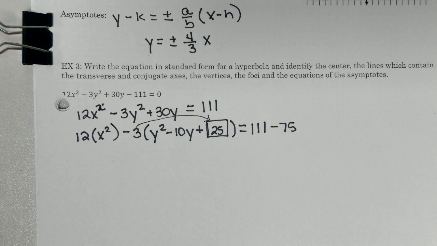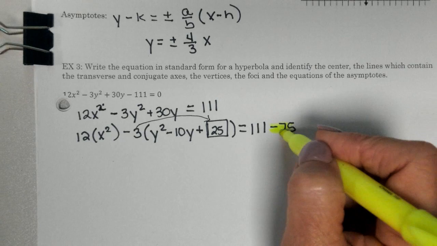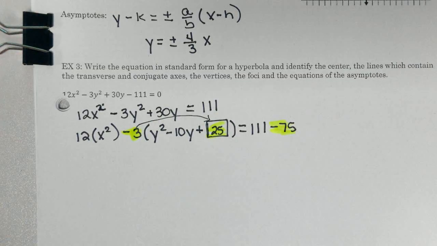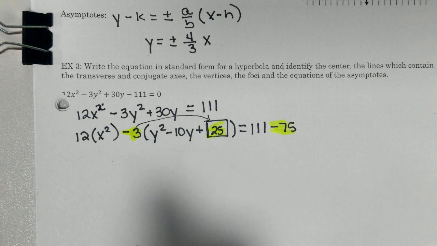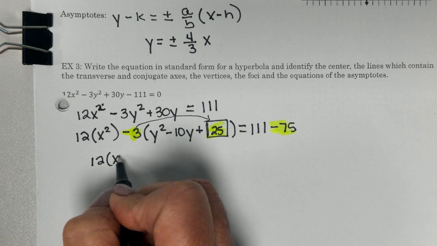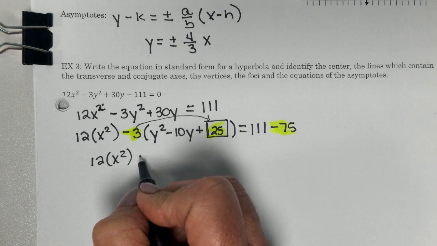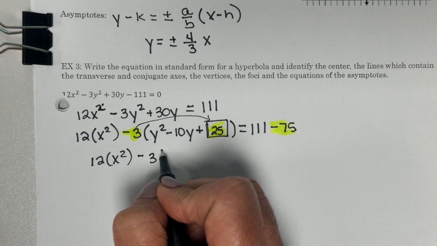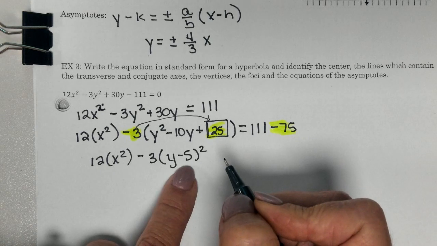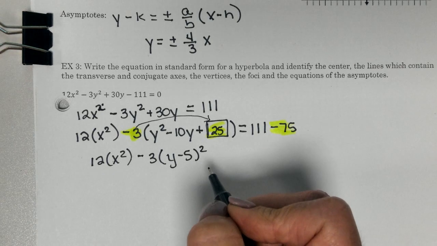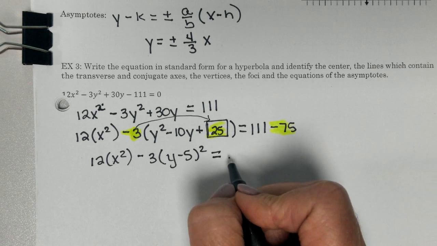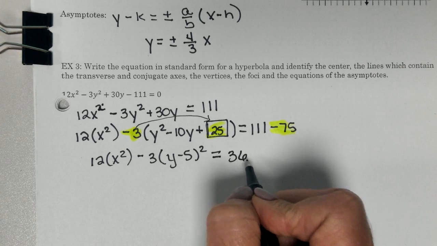And this is what gets a lot of students right here. It's just another little subtlety that can really mess things up. So now we've got 12x squared minus 3 parenthesis y minus 5 squared. I'm just writing it in its factored form. Equals, and 111 minus 75 is 36.